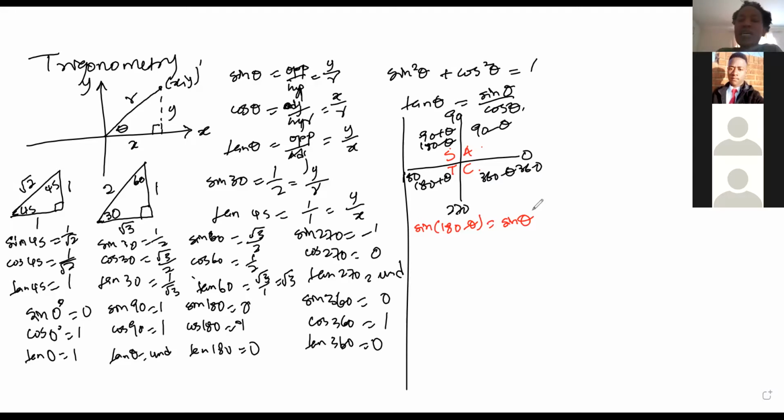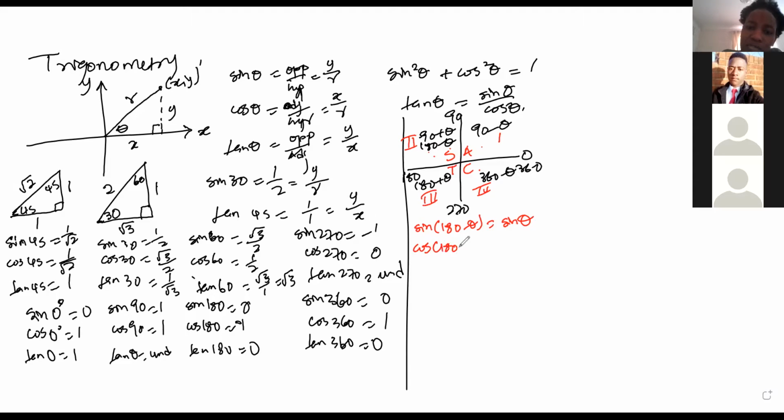It's sine theta, and it's positive because 180 minus theta is in there. This is the first quadrant, second quadrant, third quadrant, and fourth quadrant. 180 minus theta is in the second quadrant, and the sine function is positive in the second quadrant. That's why this becomes positive.